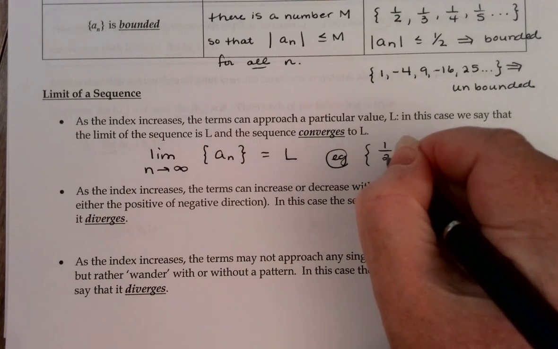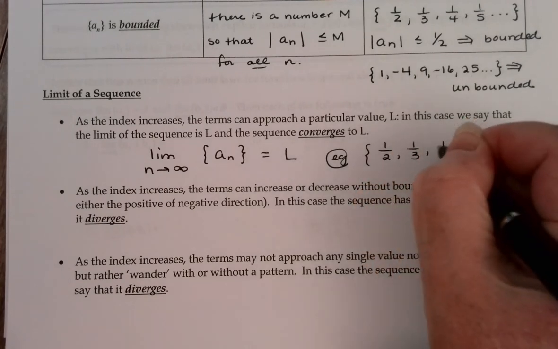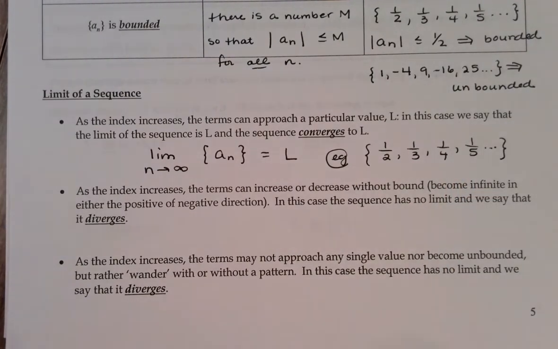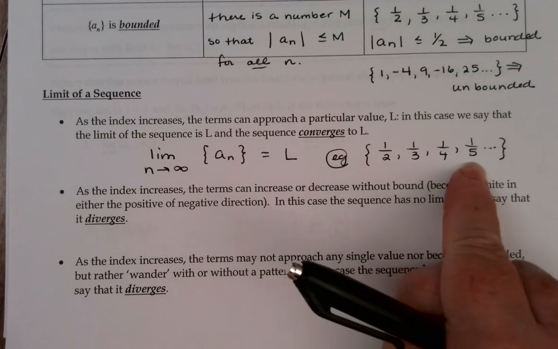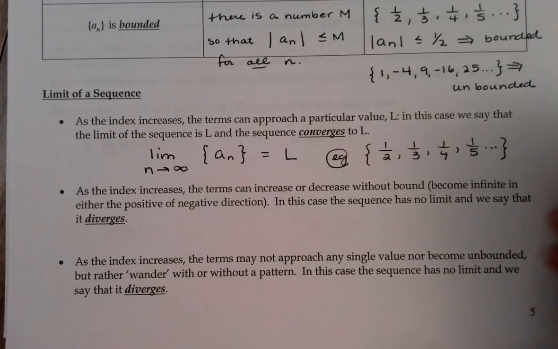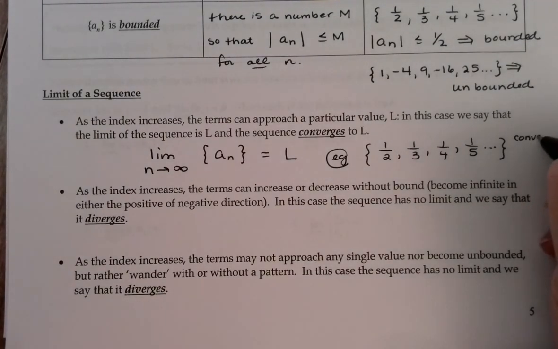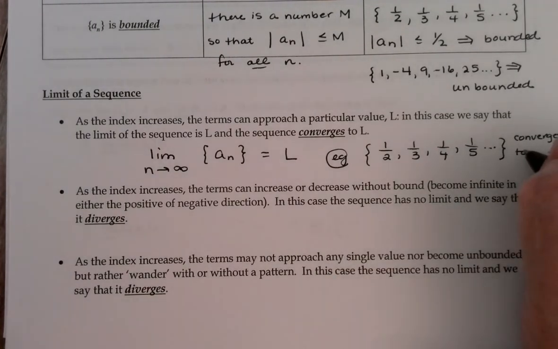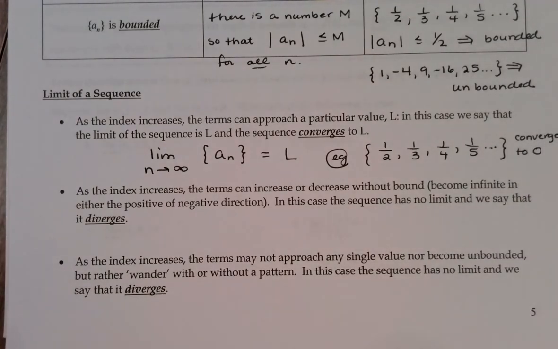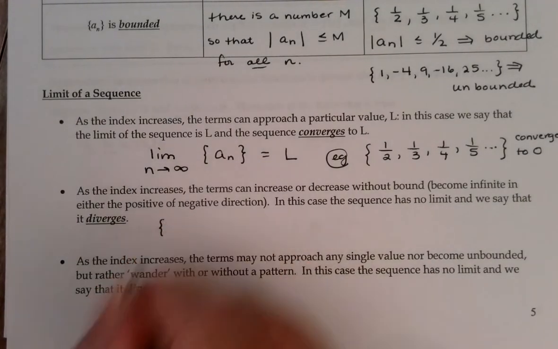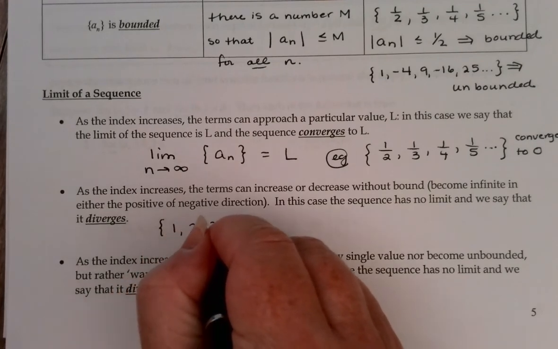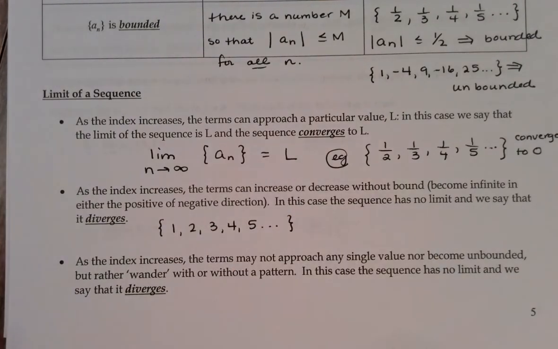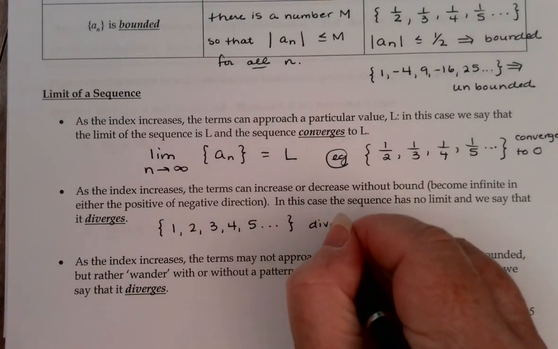This sequence, 1/2, 1/3, 1/4, 1/5, and so on, converges because all of the terms are getting closer and closer to 0. So we might say that it converges to 0. The sequence 1, 2, 3, 4, 5, since it just keeps on getting bigger and bigger without bound, diverges.